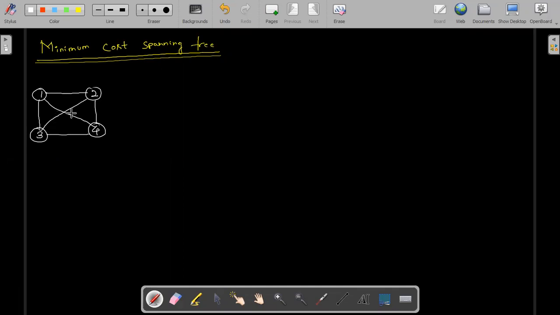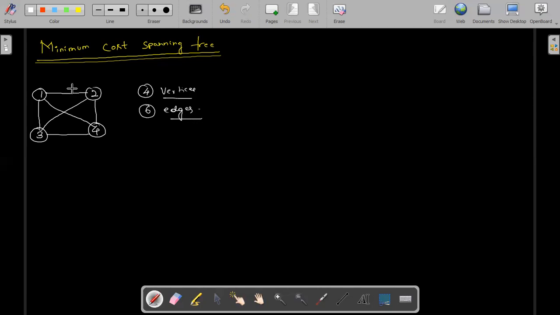Now tell me how many edges are there, how many vertices are there in this graph. Here in this graph we can say that there are 4 vertices, and how many edges? 6 edges. 4 vertices are there, 6 edges are there here.